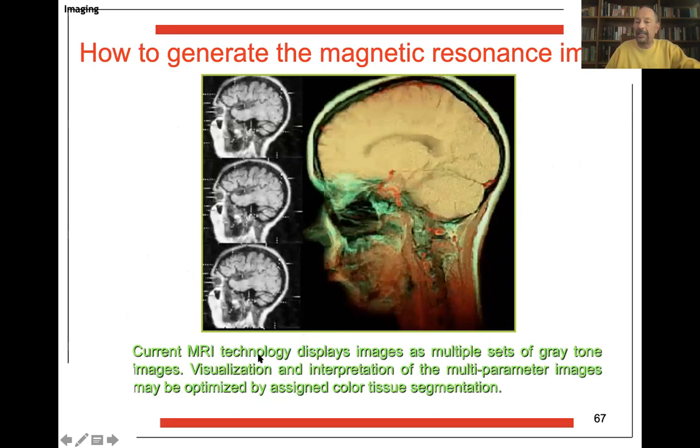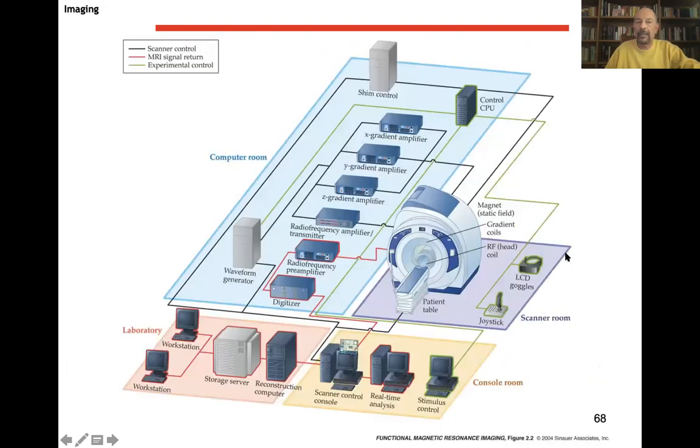The display of the images is a multiple set of gray tones. Visualization and interpretation of the multi-parameter images may be optimized by assigning a color tissue segmentation. You see here that using the color segmentation, you see much better the image that comes out.